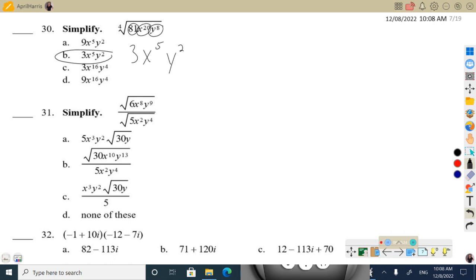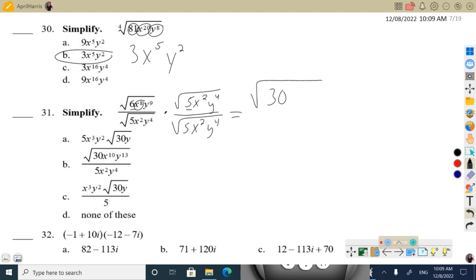31, when you have a radical divided by a radical, you would divide what's on the inside. But 6 can't be divided by 5, can it? So here's what we're going to do. We're going to rationalize. We're going to multiply top and bottom by that radical that's in the denominator. So we got square root of 5, x to the second, y to the fourth. In the numerator, you got a square root times a square root. So we're just going to keep the square root and multiply what's underneath. So 6 times 5 is 30.